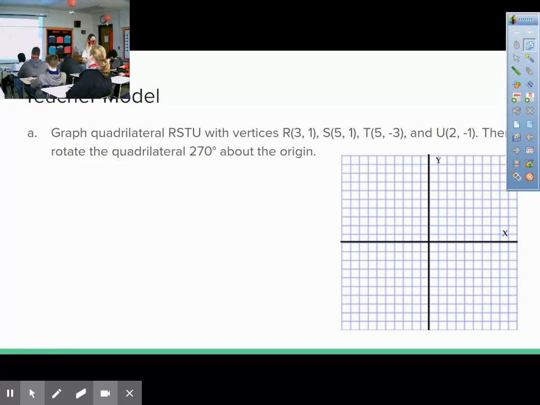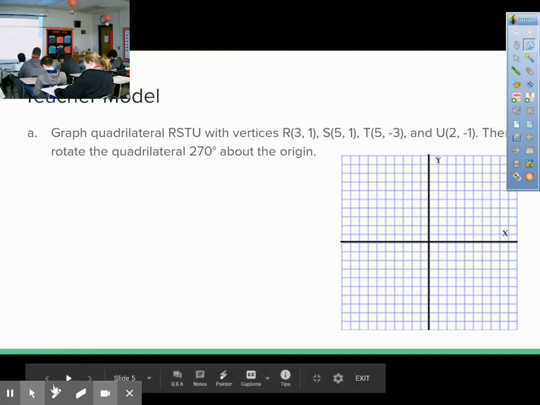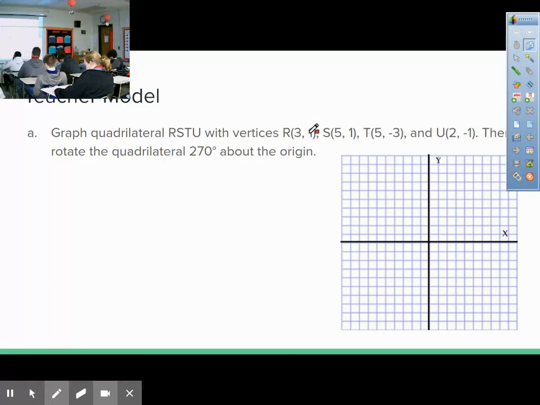Okay, so first, I would go through and graph my original coordinates. All right, so if I graph my original coordinates, first is R, which is 3, 1, and now that you know about vectors, you can just treat ordered pairs like vectors. Positive 3, positive 1 means you would start at the origin and go to the right 3, up 1. S is 5, 1, which means you go to the right 5 and up 1. T means you go to the right 5 and down 3. And U means you go to the right 2 and down 1.